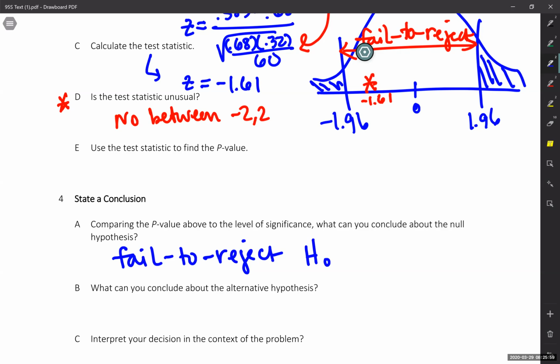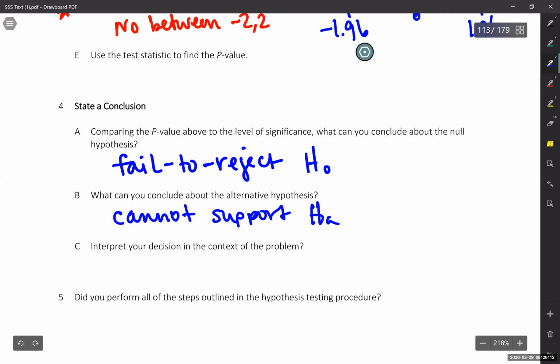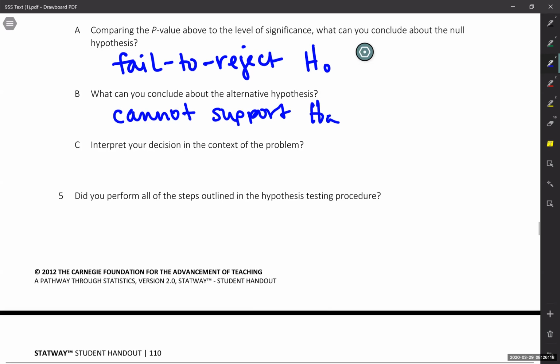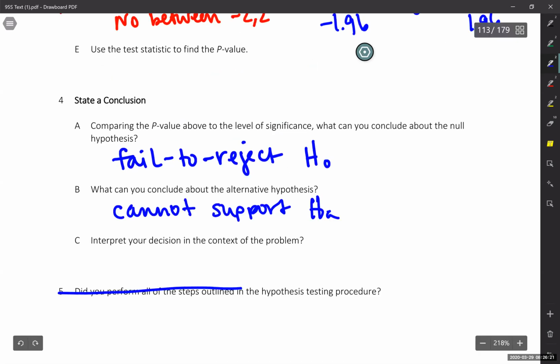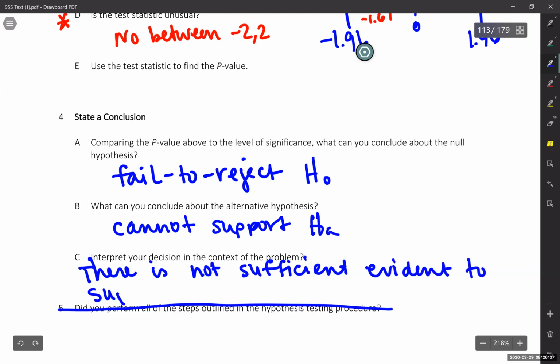Okay, so if we fail to reject the null, then we cannot support the alternative. And so interpret your solution. Interpret your decision in the context of the problem. There is not sufficient evidence to support the claim.